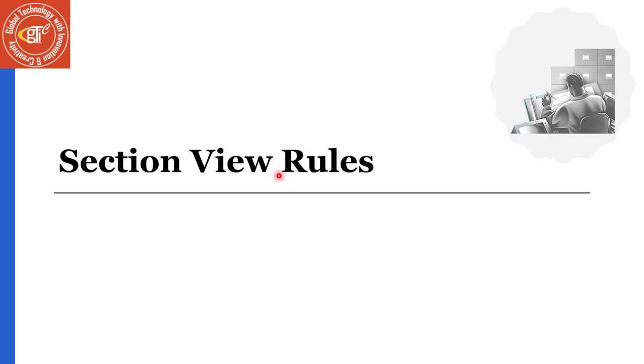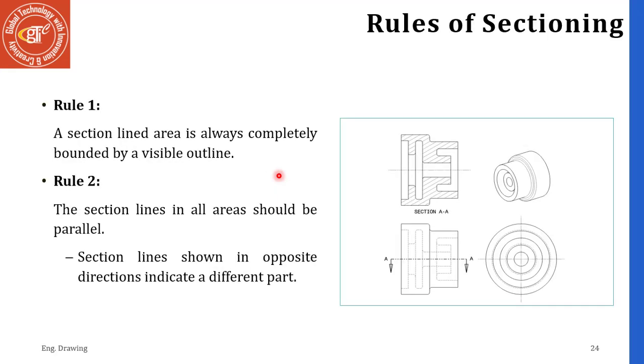Okay, now let's move to section view rules. Rule number 1. A section line area is always completely bounded by a visible outline. Rule number 2. The section lines in all areas should be parallel. Section lines shown in opposite directions indicate a different part. Here you can see the outline area is completely visible. Here the outline area is not completely visible.